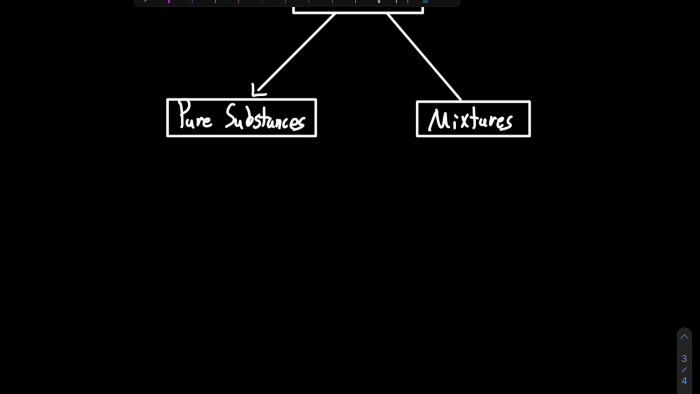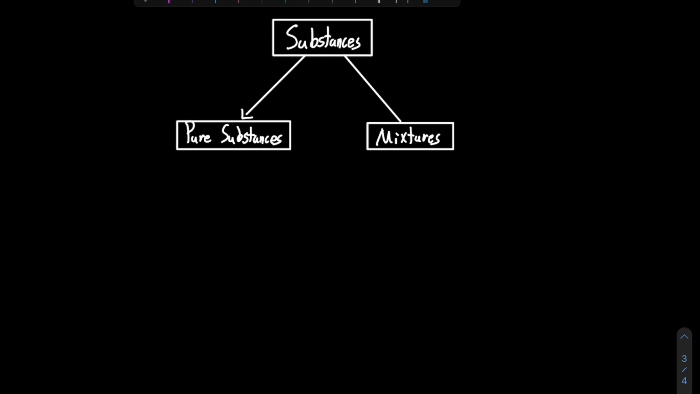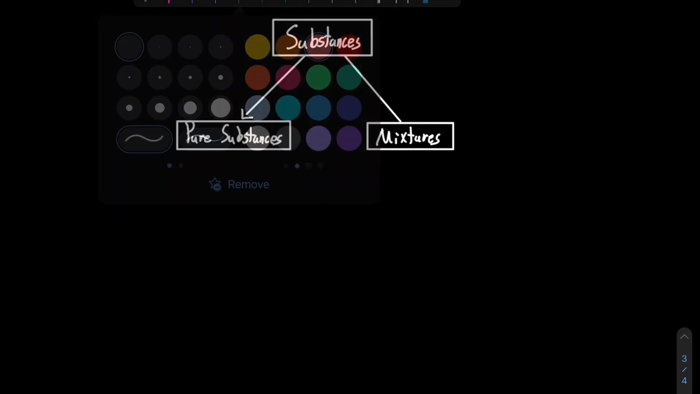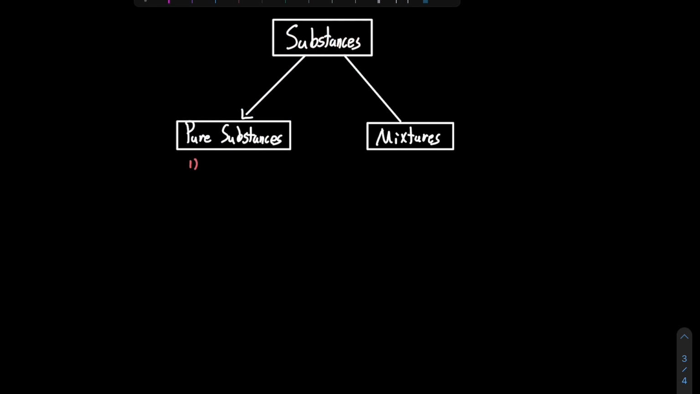Now, first of all, if we take a look at pure substances, they are basically just any substance that consists of a regulated or a certain amount of the same basic elements or basic building structure. So basically, pure substances can be divided into mainly two categories. First of all, being elements, and the second category being compounds. Now, these are the two types of pure substances.